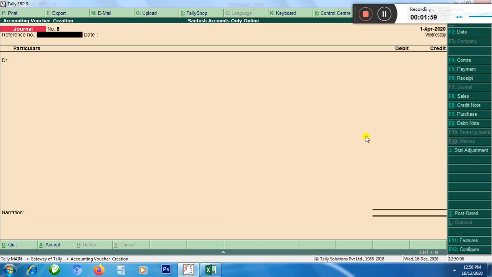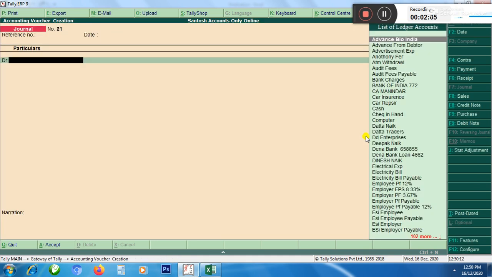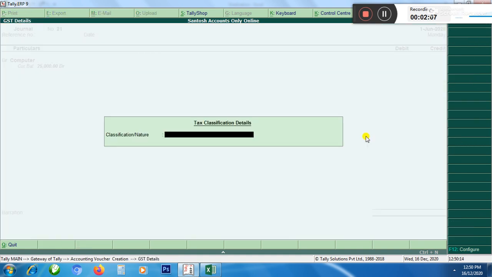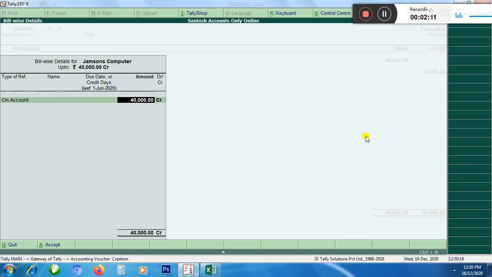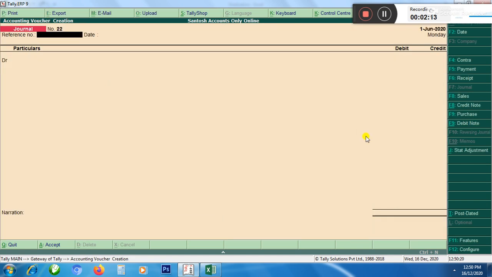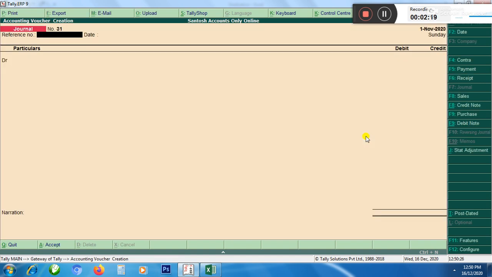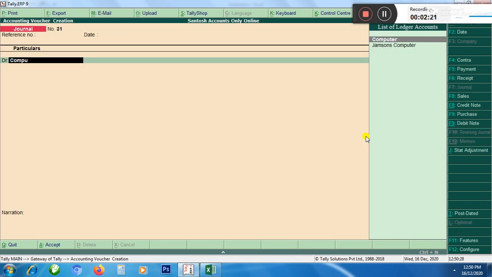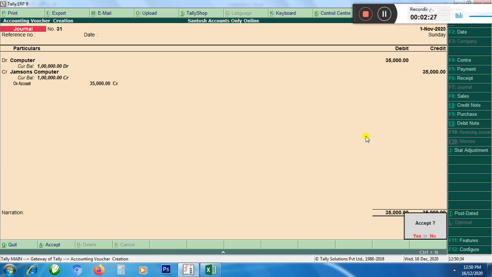Suppose I purchase another computer in June, say 1st of June. Computer account debit, I'll put say 40,000 here. I purchase one more computer from Jameson Computer. Again, suppose I purchase one more computer in November. In November, computer account debit, say about 35,000, Jameson Enterprises.